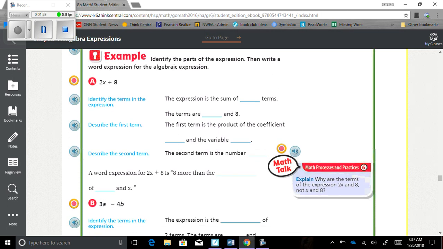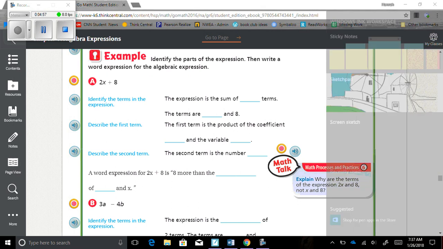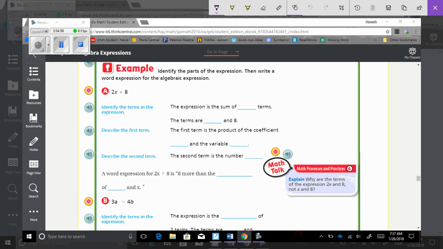Okay. Example, identify the parts of the expression, then write a word expression for the algebraic expression. It's kind of the same thing we just did. So 2k plus 8. Identify the terms of the expression. Okay. The expression is the sum of, how many terms do we have there? We have 2k and 8. There's only one addition or subtraction sign, so there can only be two terms. The terms are, they gave us 8. Our other term is 2x. Okay, when it's considered a term, we have to keep those together.